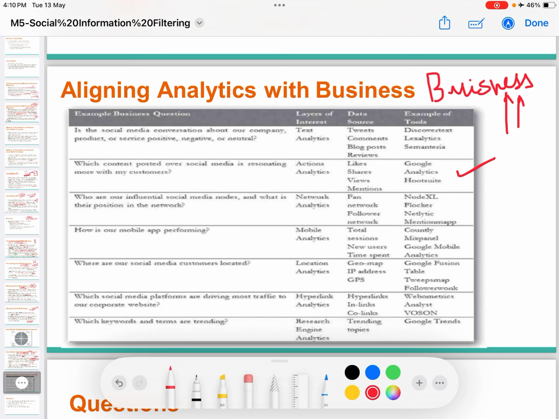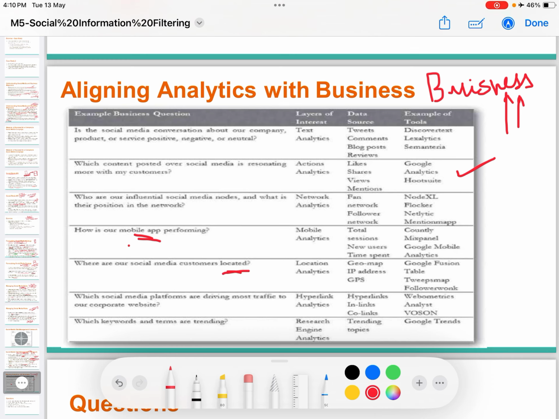How is our mobile app performing? Obviously, mobile app, so mobile analytics. Total sessions, new users, the time spent. Countly, Mixpanel, Google Mobile Analytics are the tools. Where are our social media customers located? Location analytics: geomap, IP address, GPS. How do you understand? Google Fusion Tables, tweets, map, follower.